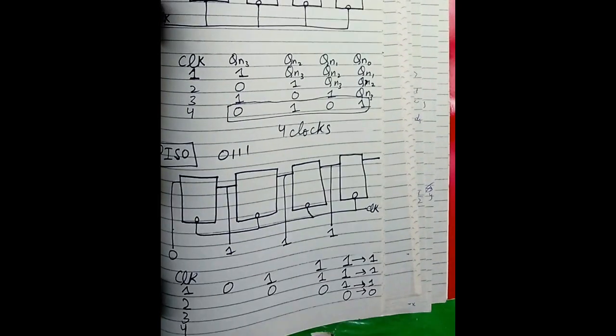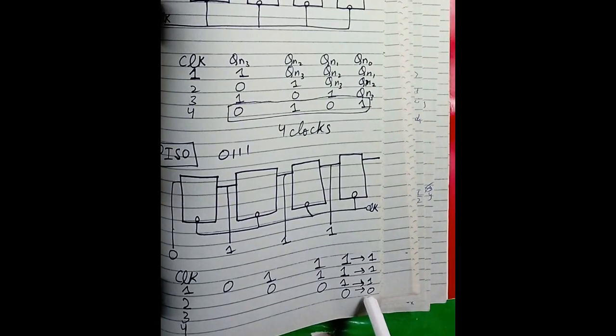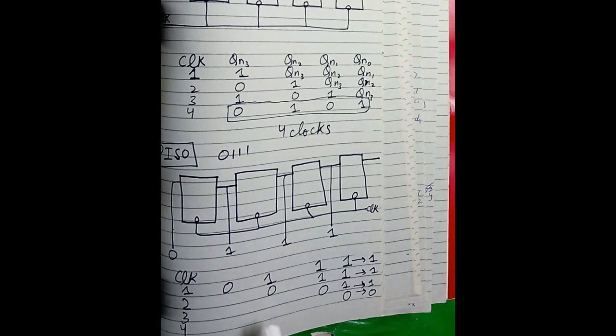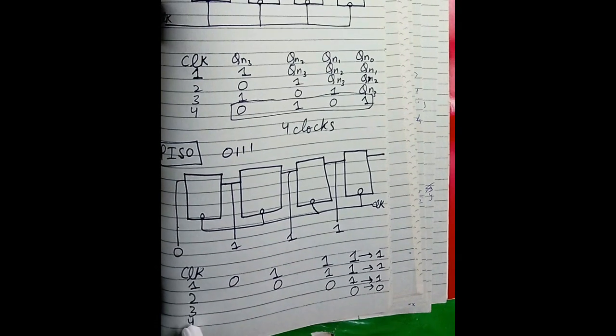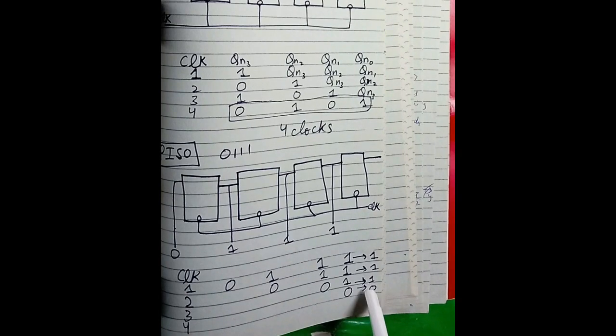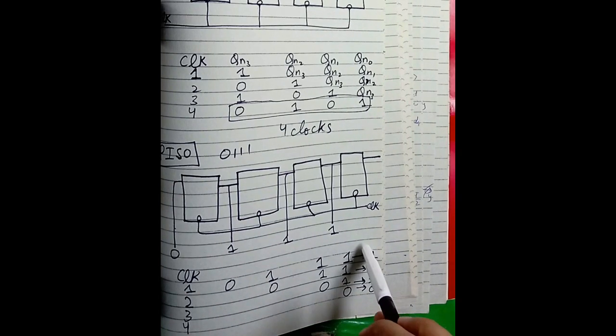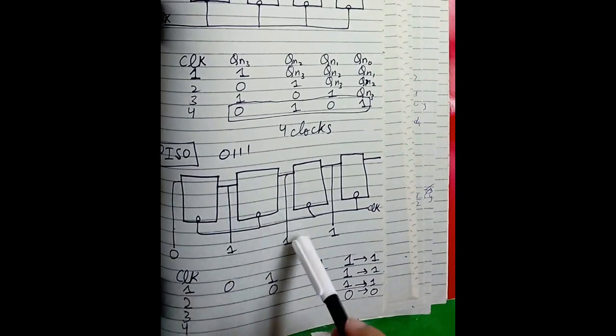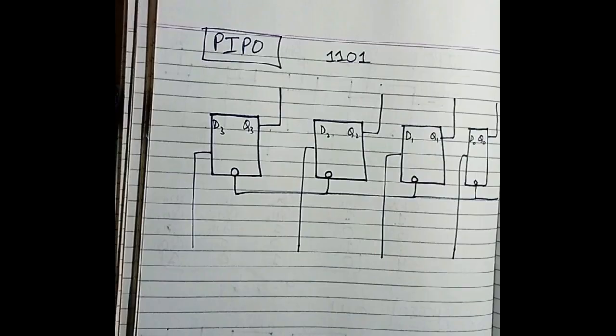Now we are having this 0 at the output. So this is our final answer. On the 4 clocks, we are getting our answer. That is 0, 1, 1, 1. This is our parallel input but serial output register. This is our 4th register, that is the parallel input parallel output register.